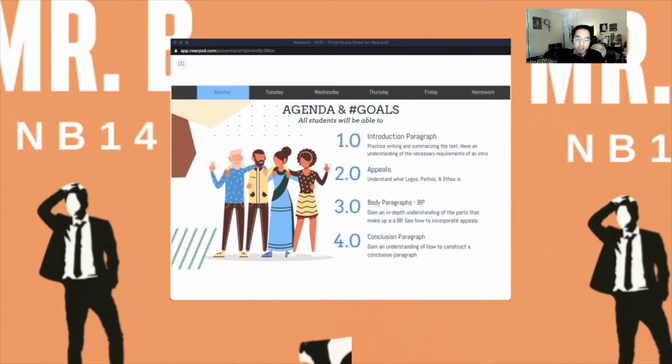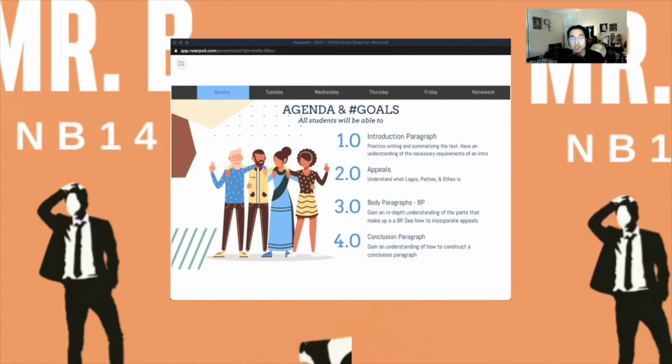Here's kind of the agenda that we're going to go through. Don't mind that it's highlighted Monday at the top, but we're going to go through the introduction paragraph, then appeals, body paragraphs, and concluding paragraphs. For all 4 of these things, you're going to have an opportunity to at least practice and write a little bit, just to get you started.